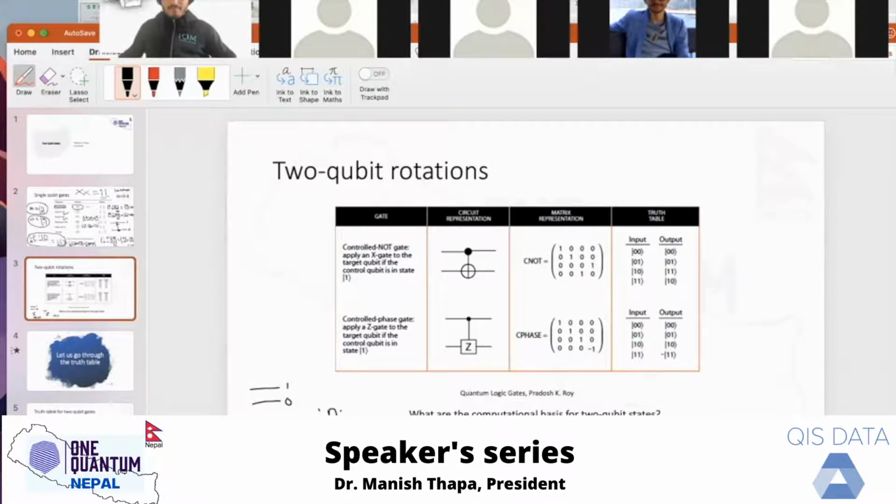If you have 2 qubits, you have 2 to the power 2, which is 4 different states. So how do you represent them in this ket notation? By doing something like this: 0, 0; 0, 1; 1, 0; 1, 1.